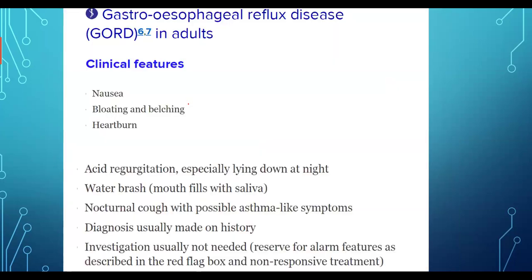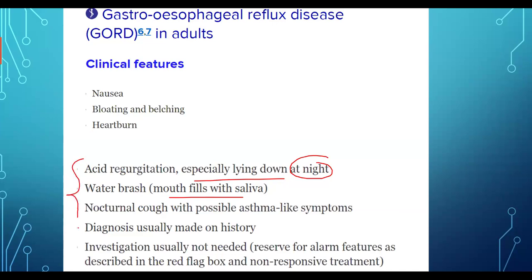So the first cause of dyspepsia is gastroesophageal reflux disease. All of you know what this is. A patient with gastroesophageal reflux comes to you with acid regurgitation, reflux, heartburn, and water brash. That means their mouth fills with saliva. Sometimes it gets worse at night because, due to gravity, the acid from the stomach can easily go up to the esophagus.